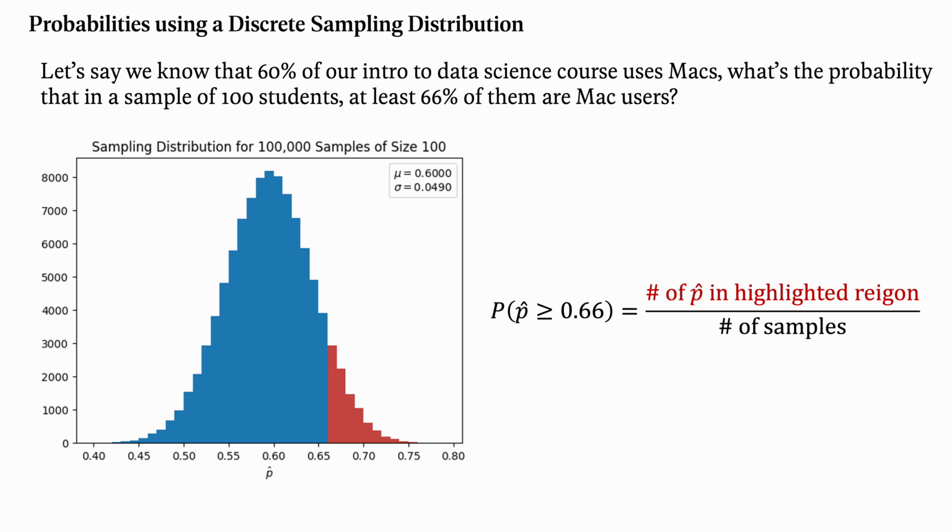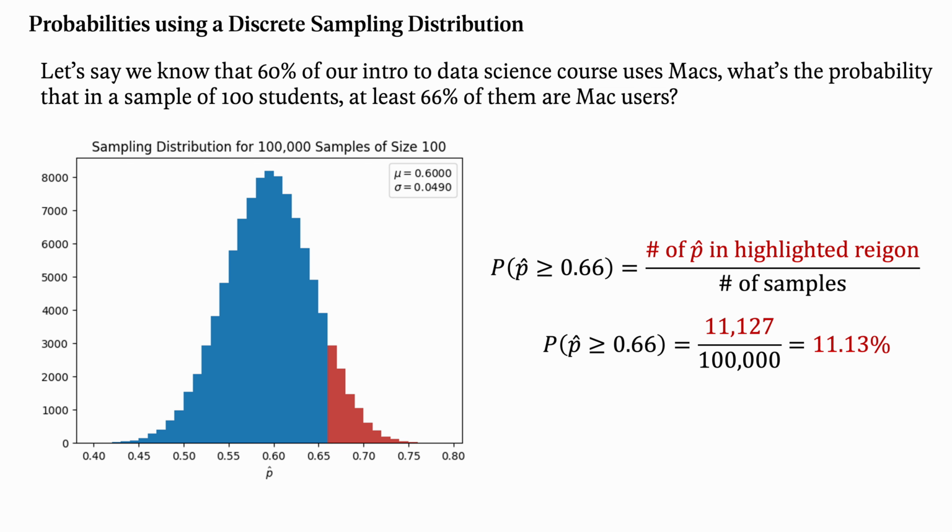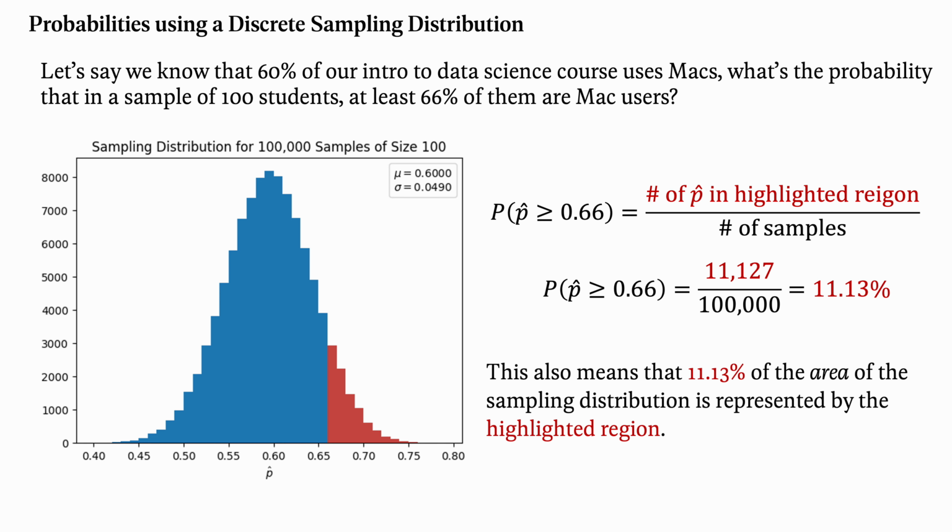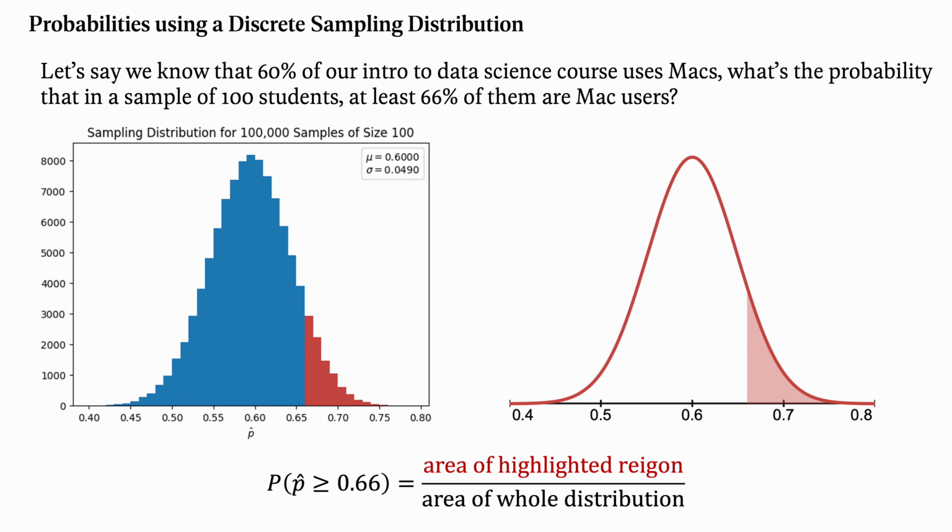You might be able to guess that we can just count up all of the samples in the highlighted region and divide by the total number of samples to get that probability. In this case, 11,127 samples, or 11.13% of samples, had a sample proportion of at least 66%. This also means that 11.13% of the area of the sampling distribution is represented by our highlighted region. We can use this concept to find the probability under the continuous representation.